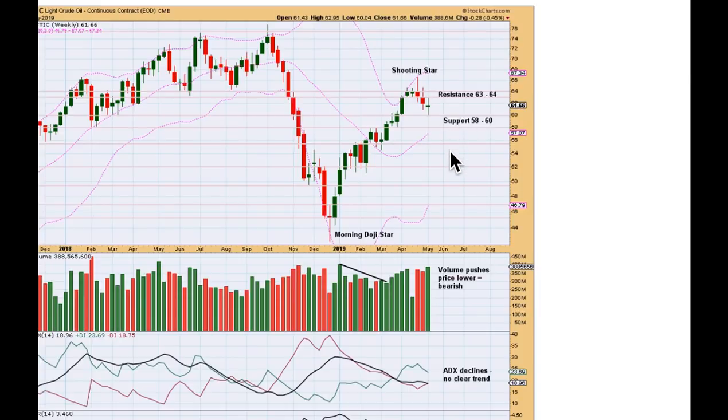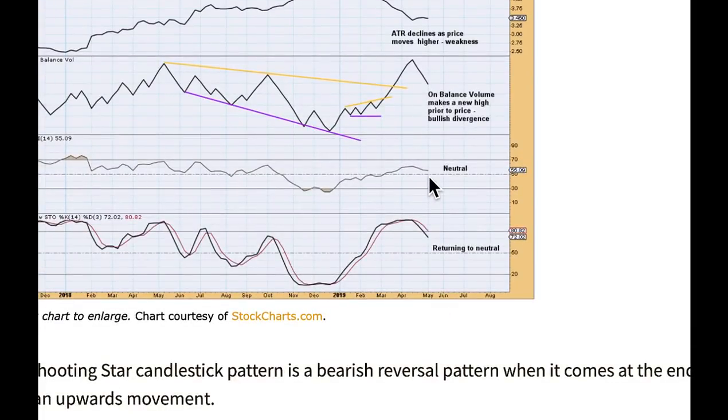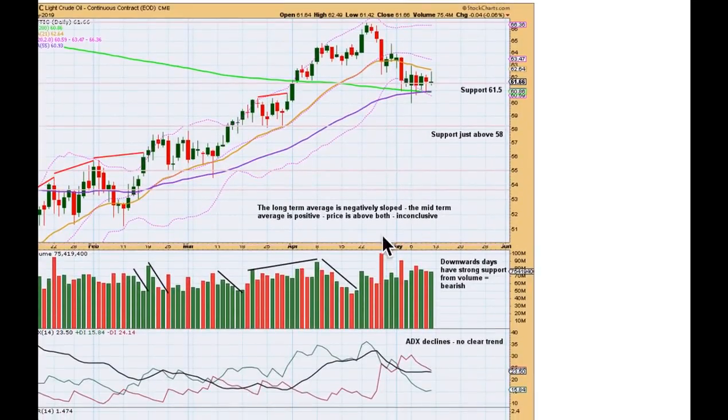Support identified on the chart. RSI is neutral, plenty of room for price to rise or fall, and stochastics returning to neutral after remaining overbought for a few weeks. The shorter term picture, downward days of recent movement have stronger volume than upward days, but price can fall of its own weight, and it can do so particularly for the oil market. I've noticed over the years it can do so for quite a long time.